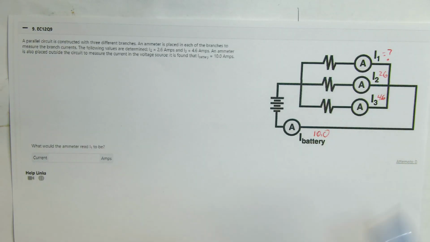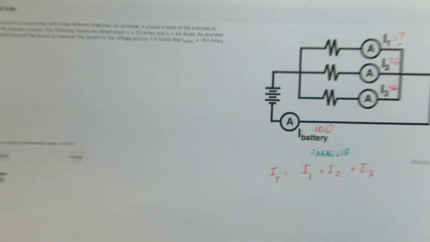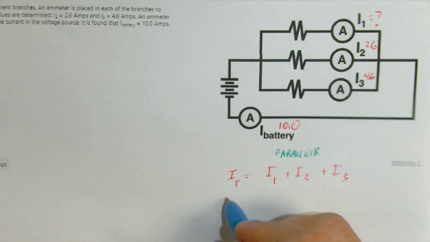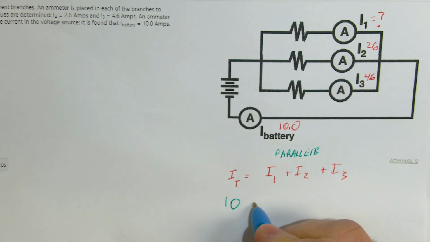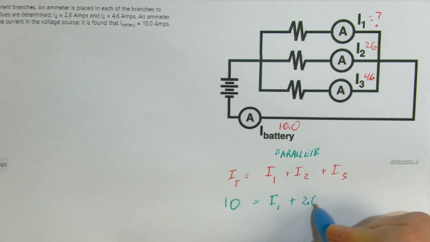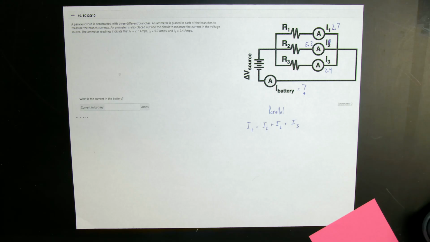Well, this is essentially arithmetic, and remember our equation. I'll write it down here. In parallel, remember, the total current, this is essentially Kirchhoff's junction rule. The total current, which here we know to be 10, is going to equal I1, which we don't know, plus 2.6 plus 4.6. I'm not going to solve this because it should be some basic math for you, but that's how you would find the current there.